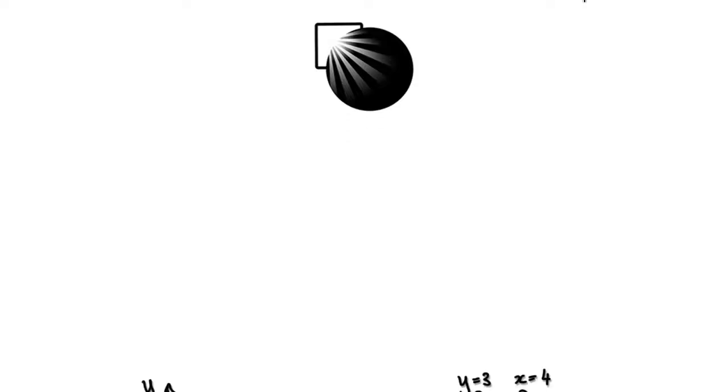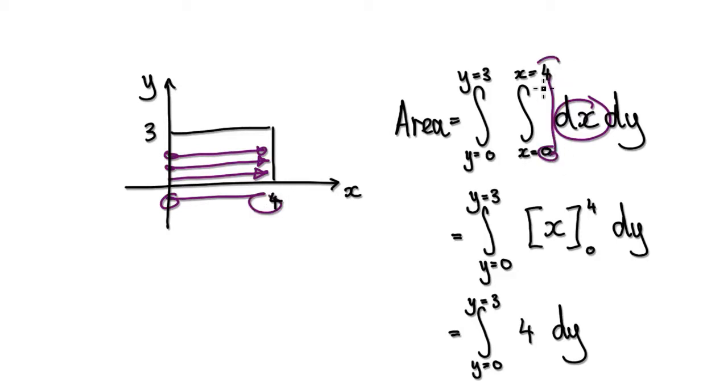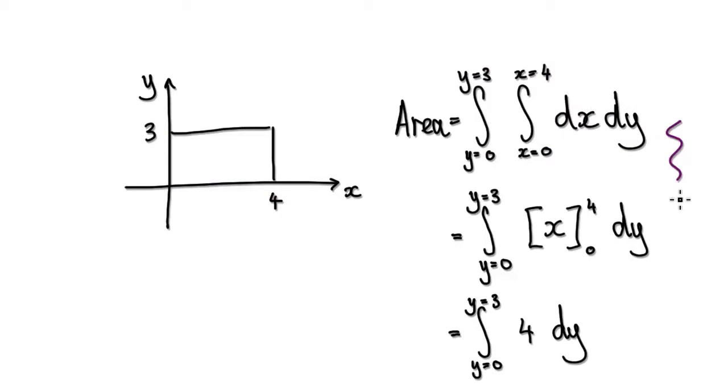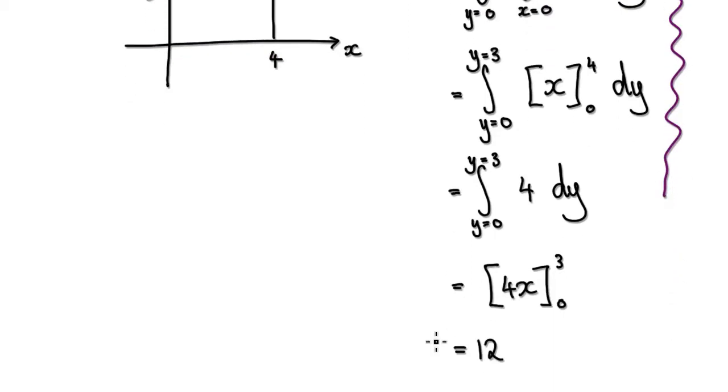In this video, we're going to use double integration with polar coordinates to work out this region. So in Cartesian, it's nice and simple. You're moving in the x direction from 0 to 4, and in terms of y, you're scanning from 0 to 3. We've done this before, and it turns out that the area is 12, as expected.